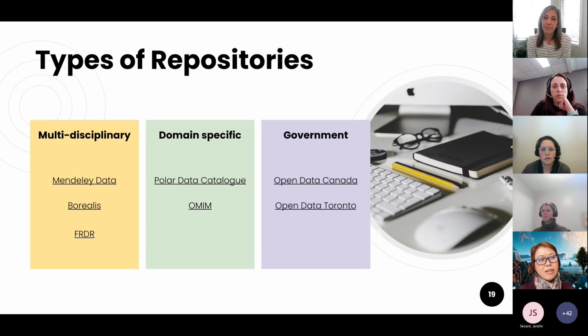The last one is called government. This type of repo is built by the government at different levels, for example, federal, provincial, or city. So if your research is done on behalf of a government department or agency, you may use them for your data. Two examples in this category are Open Data Canada or Open Data Toronto. Next, please.